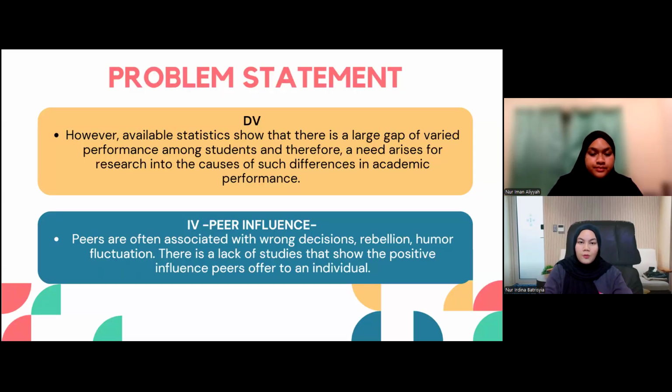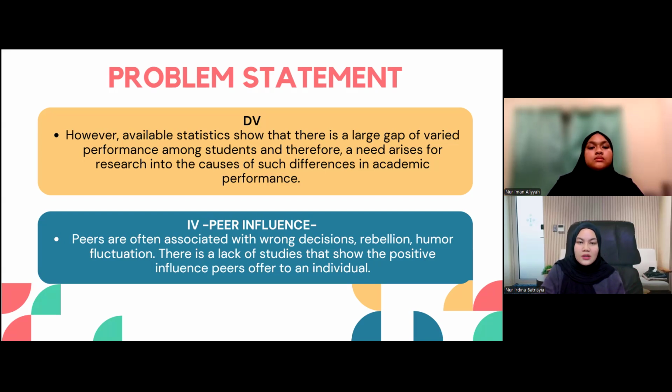So now we have our problem statement here, which is divided into two, for our DV and IV. For our DV, available statistics show that there is a large gap of varied performance among students, and therefore a need arises for research into the causes of such differences in academic performance. And moving on to peer influence, peers are often associated with wrong decisions, rebellion, and mood fluctuations. So there is a lack of studies that show the positive influence peers offer to an individual or student.